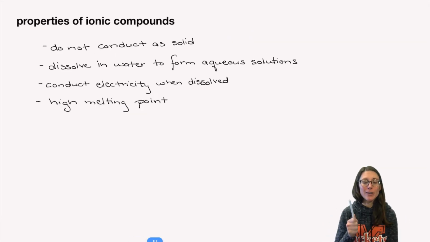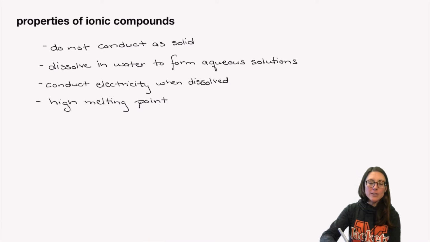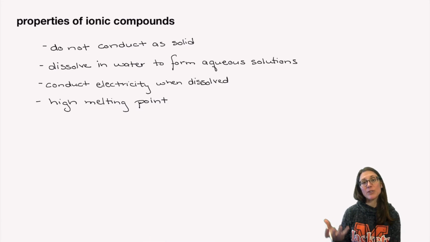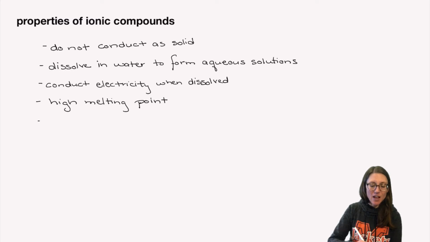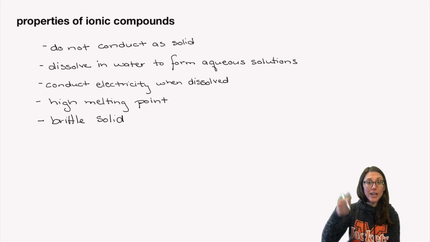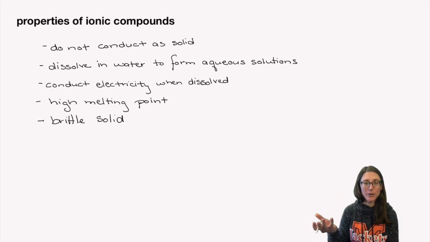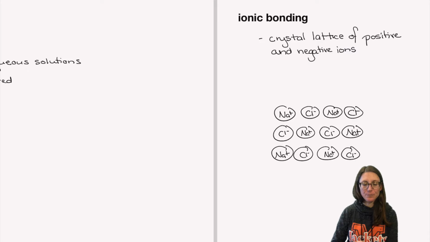I almost forgot one more important property. One other thing that sets ionic compounds apart from metallic compounds is that the solid is brittle. If you take a salt crystal and you hit it with a hammer, it's not going to bend, it's going to shatter. So let's talk about why ionic compounds are going to be brittle.